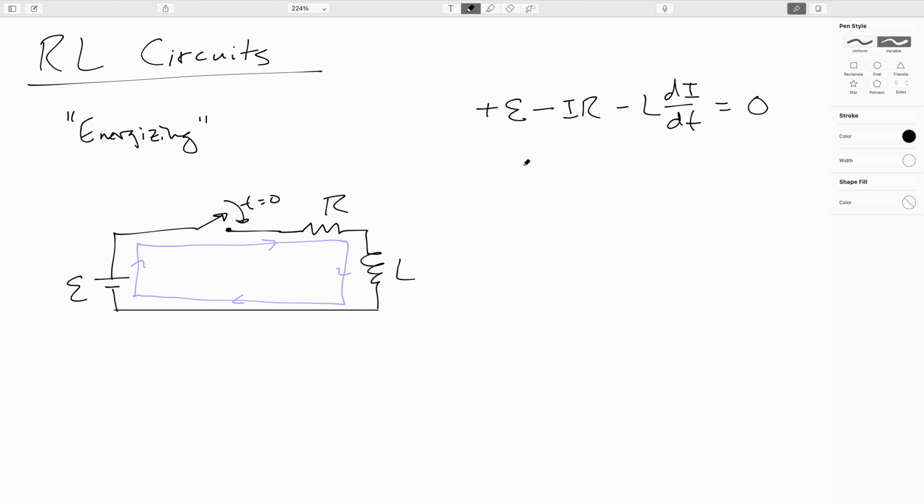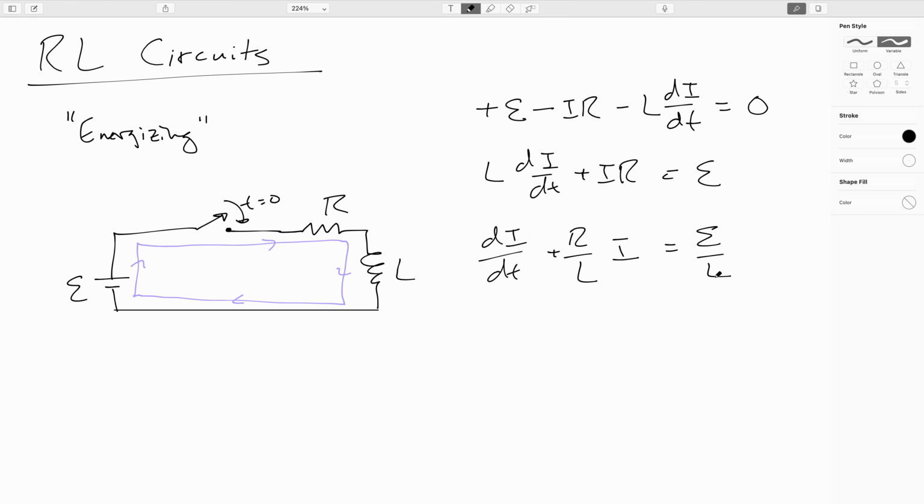So we can go ahead and work a little bit to put this into standard form. So first, let's just rearrange: L di dt plus IR equals the EMF, then di dt plus R over L times I equals the EMF over L. And we've seen an equation that looked like this before.